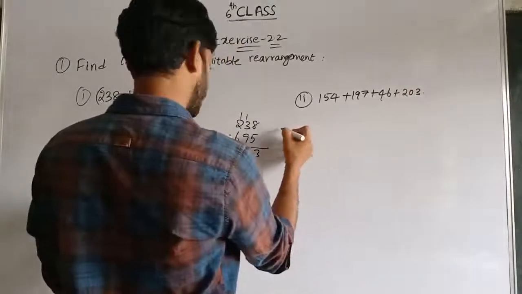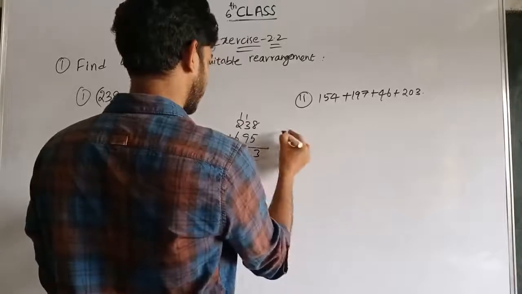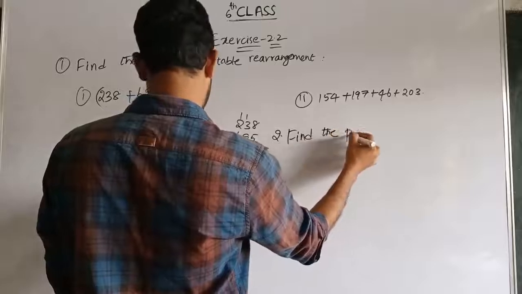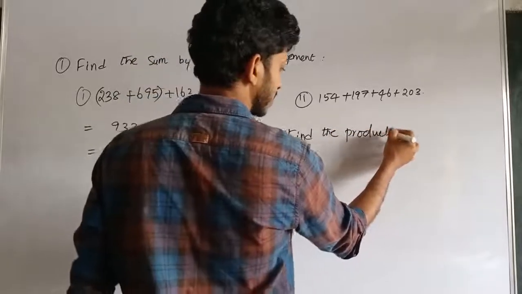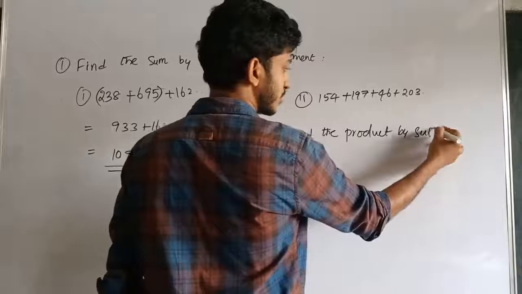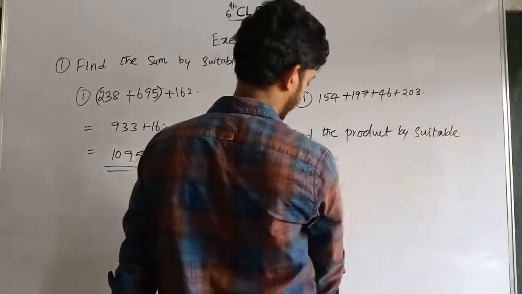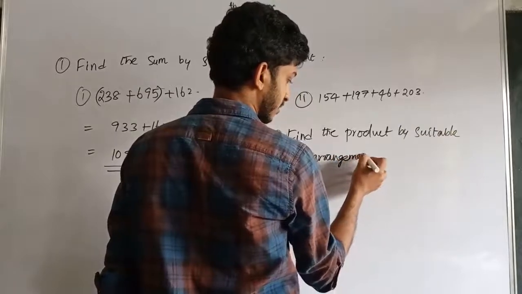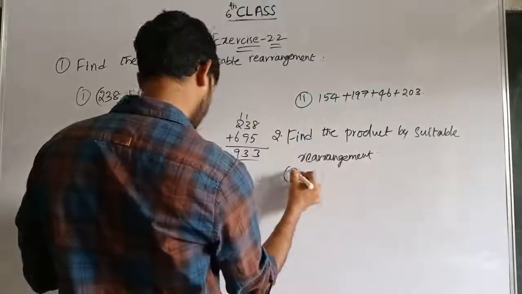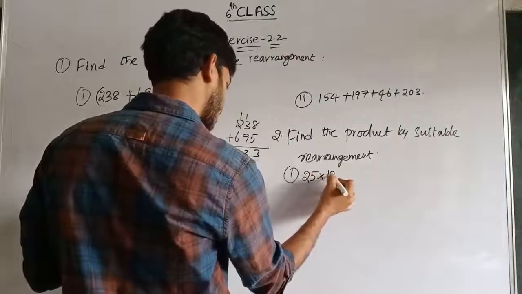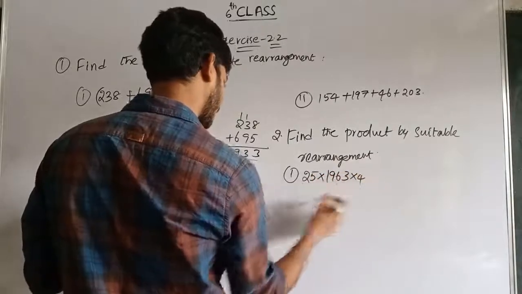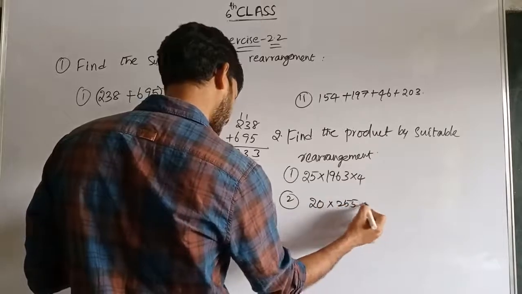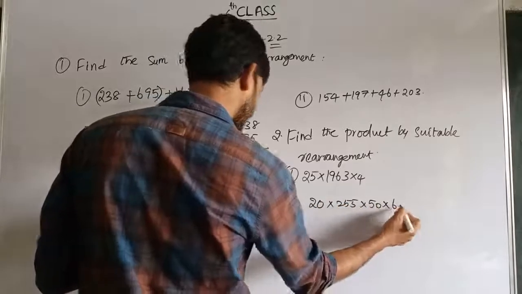And also, find the product by suitable rearrangement. In this, the first problem is 25 into 1963 into 4. Now 20 into 255 into 50 into 6.